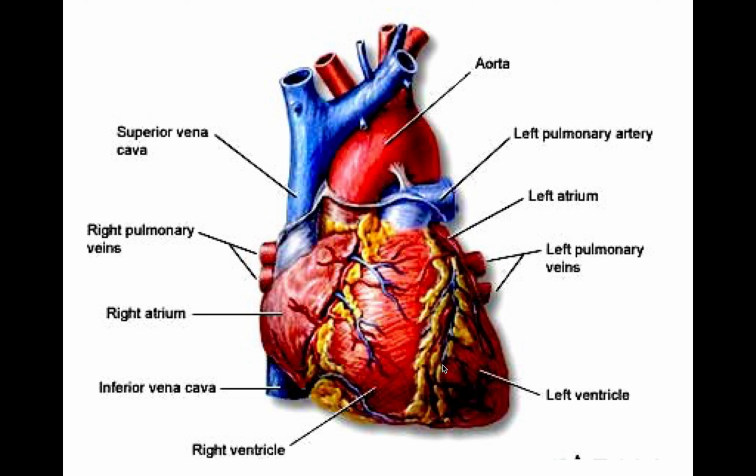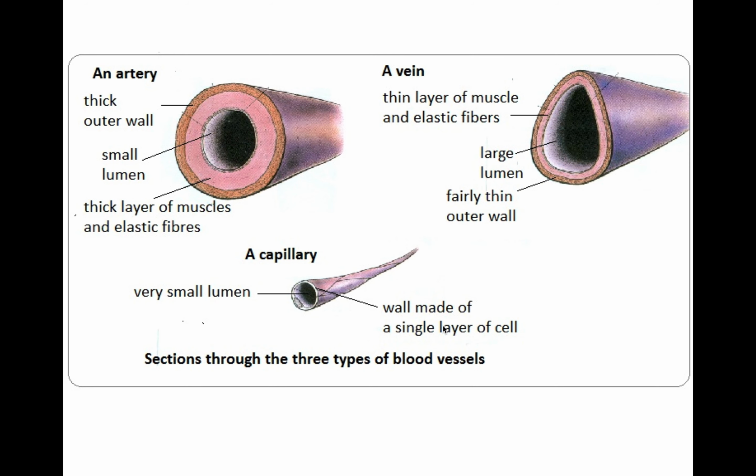So this is a picture of the exterior of the heart. It's unlikely you would need to label one like that, but it does show the coronary arteries and veins here, which when we look at coronary heart disease, they'll be relevant then.